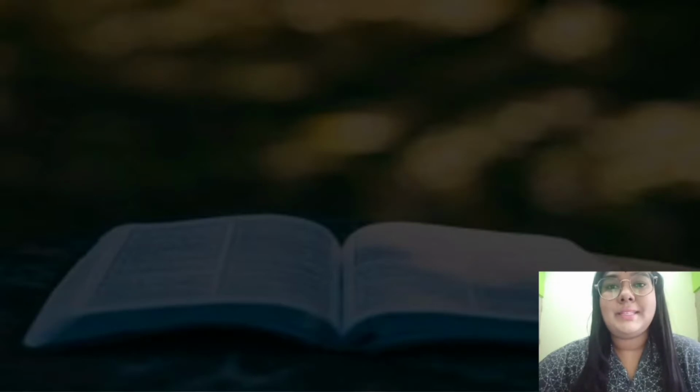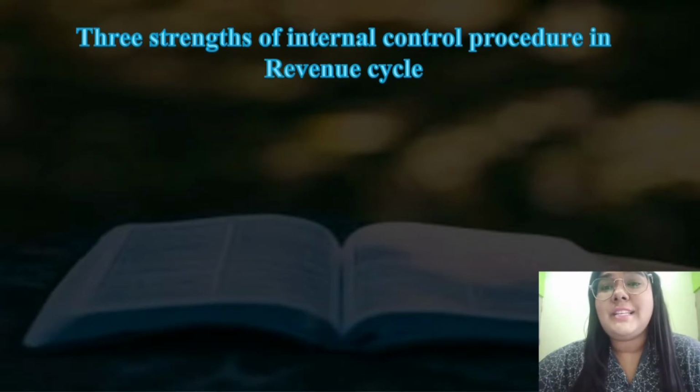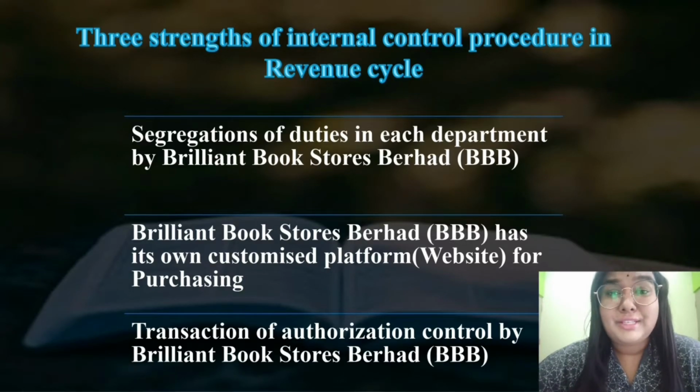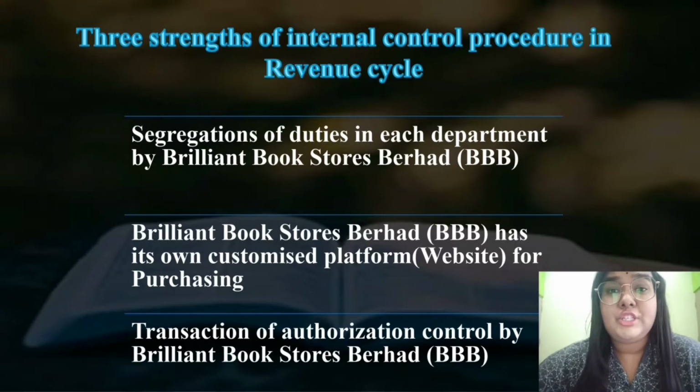Today I'm here to present about the strengths of internal control procedures that are present in BB's revenue cycle. There are three strengths that exist in the BBB revenue cycle. The first one is segregation of duties in each department by Brilliant Bookstore Berhad. By this, Brilliant Bookstore Berhad manages the system flow of the work carried out in each department well. Actually, by this, they can prevent fraud.